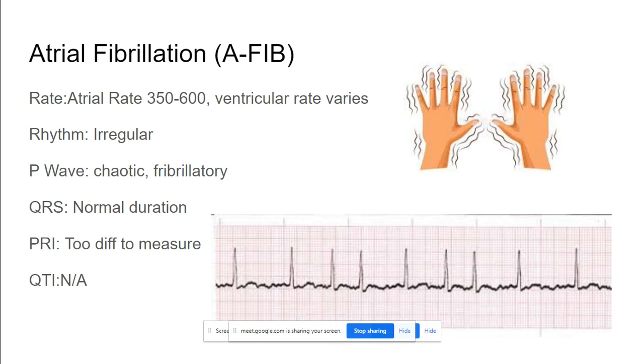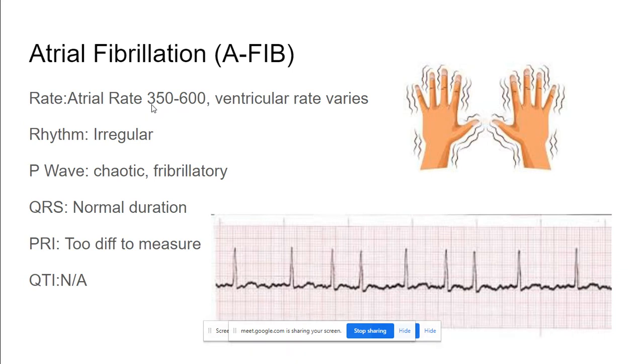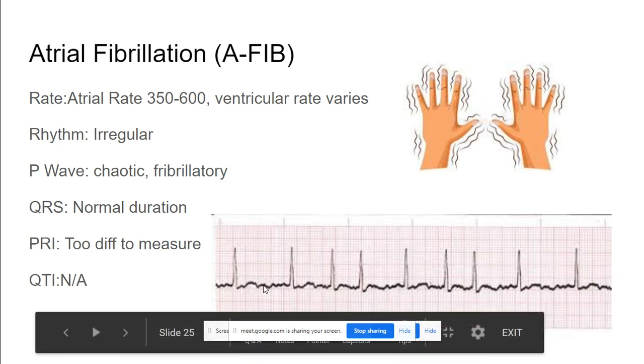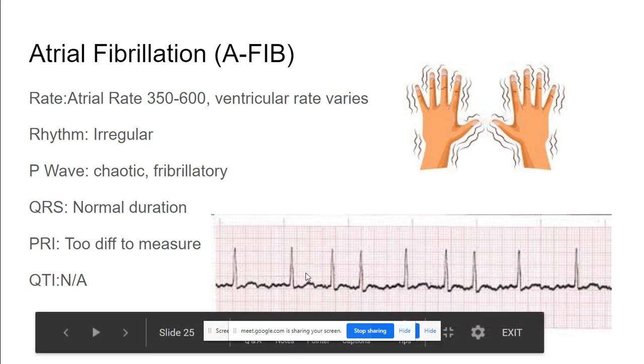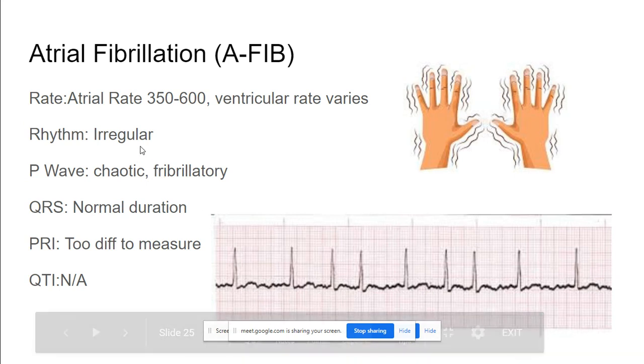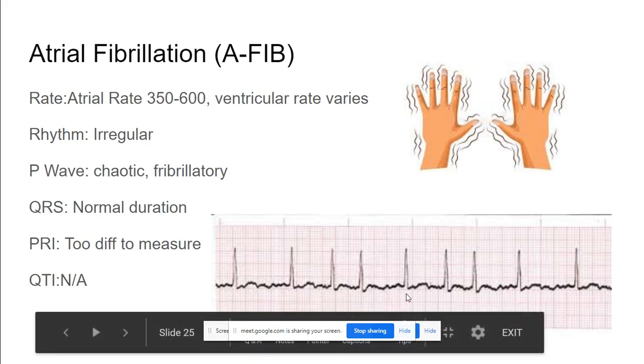All right, AFib. I just think about the atria and they're just shaking, like shaky hands. The atrial rate can be 350 to 600 because it's not a real SA beat or a P wave. It's just all these shaky attempts at P waves, but the QRSs look okay. They're a little bit irregular because they don't know when to fire. But there's a problem with the SA node, so we know it's an atrial rhythm as we look across. So it's irregular, it's chaotic, it's just fibrillating, or just the atria are shaking.